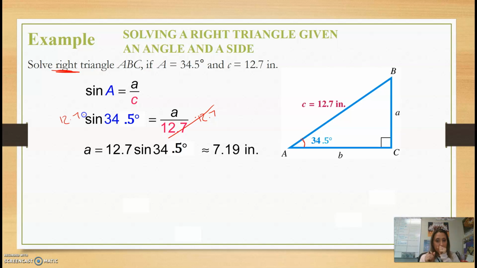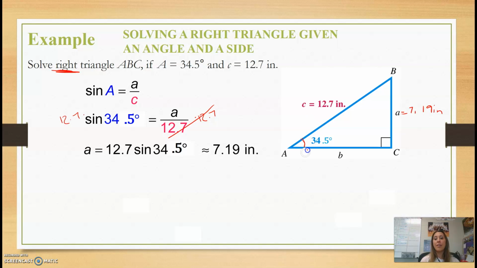All right, so now because we want to use the given information before we move on to anything else, we are going to use something else. So now we know this is equal to 7.19 inches. Now I still have an unknown. This is something I found. It wasn't given, but I have a hypotenuse.